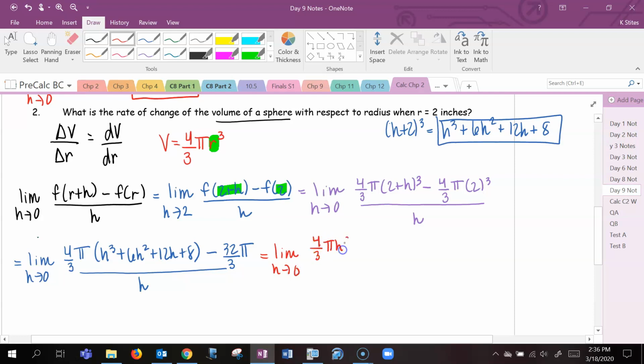4/3 pi h cubed plus 6 times 4 is 24, divided by 3 is 8 pi h squared plus 16 pi h plus 32/3. Oops, that's supposed to be down there. And then minus 32/3 pi. Well, that's a good sign, right? All over h. Okay, 32/3 pi cancels.